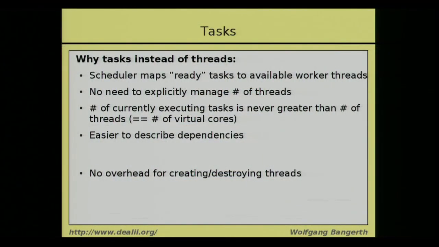So why tasks instead of threads? Like I said, it allows me not to manage the number of threads myself; the operating system or some scheduler does this. I don't need to explicitly manage it. I get a number of running threads that is always appropriate, and it is relatively easy to describe dependencies. I also don't need the overhead of creating and destroying threads. The schedulers are able to just create, let's say, 8 threads at the beginning of my program, if I have 8 cores, and then on every thread, whenever a task is done, it just fetches the next element from the ready queue.